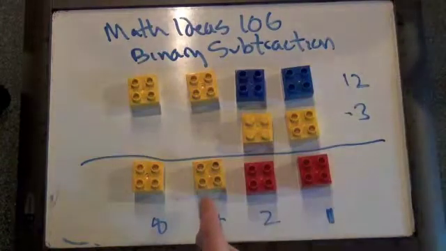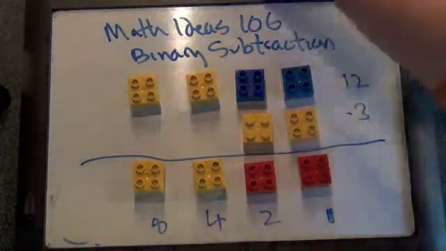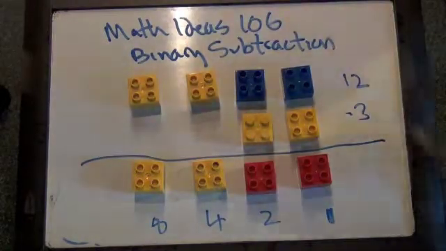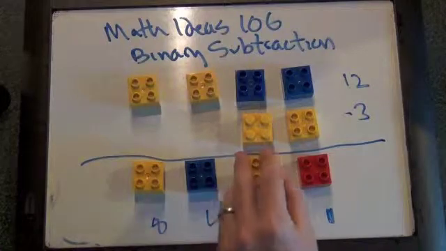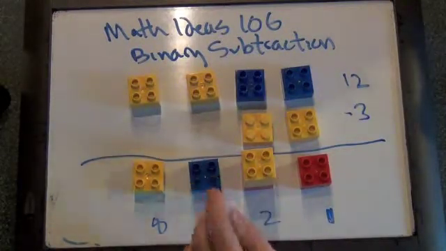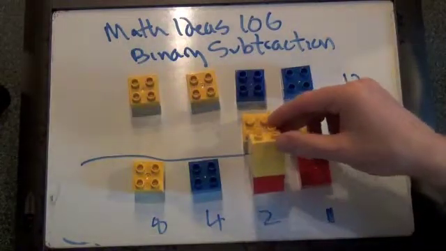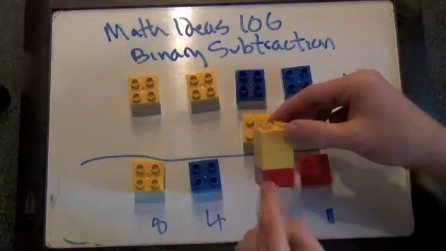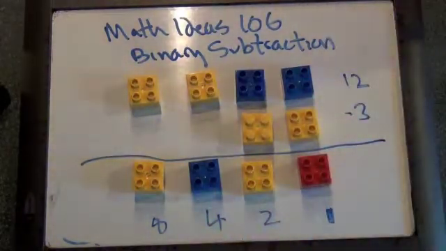So we turn this 4 into a 0, and it becomes 2 2s, right? Because 2 plus 2 is 4. So we have 2 plus 2 minus 2. The plus 2 and the minus 2 cancel each other out, and we're left with one block.